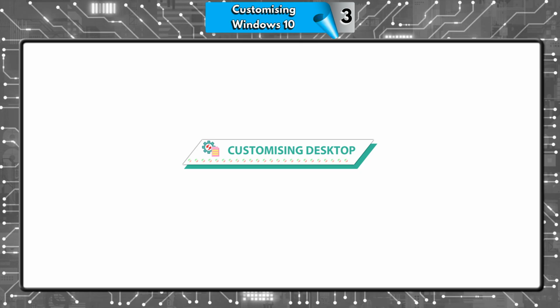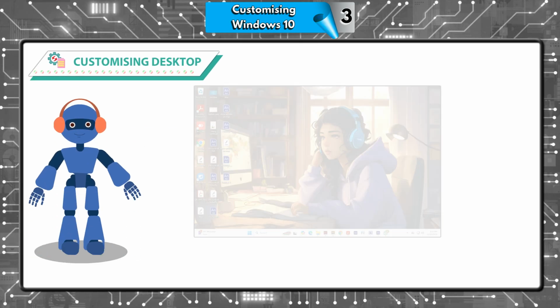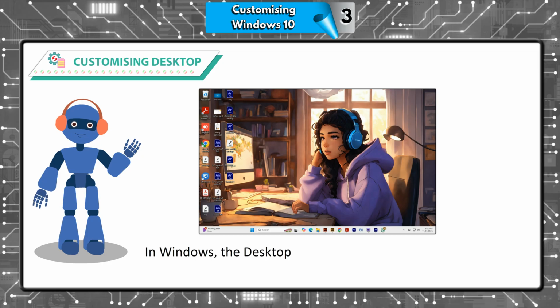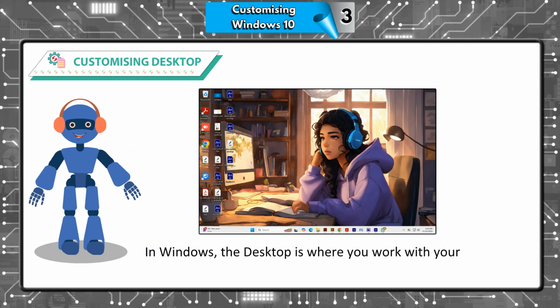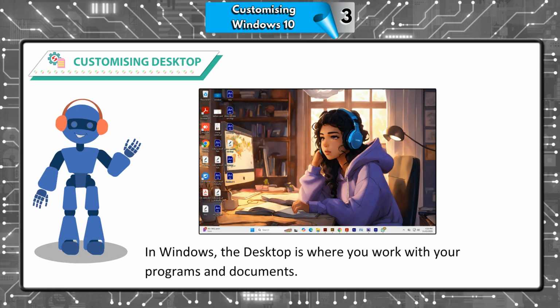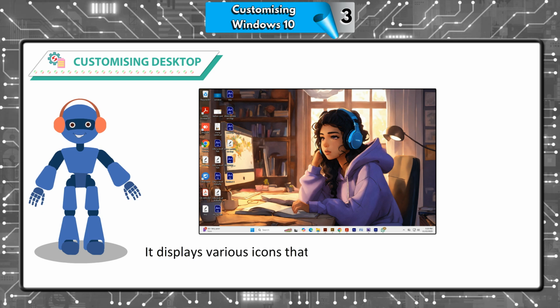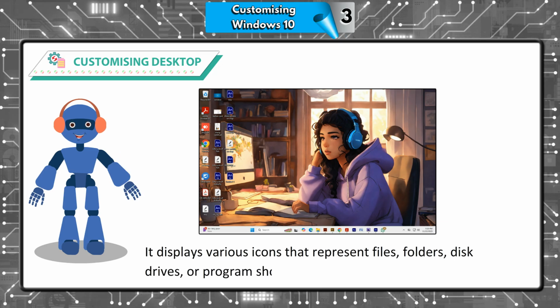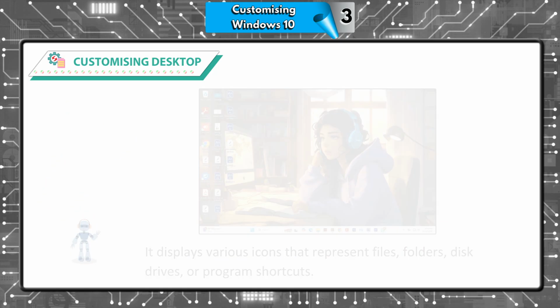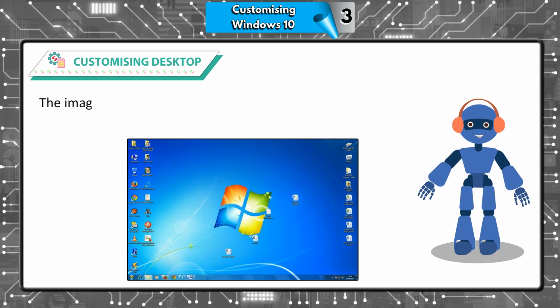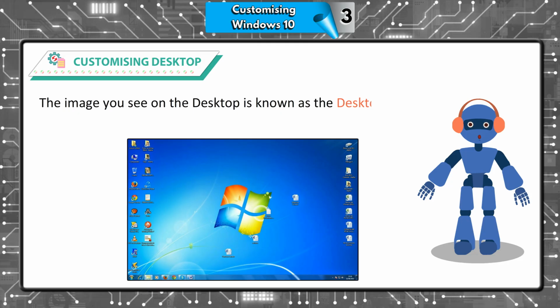Customizing desktop. In Windows, the desktop is where you work with your programs and documents. It displays various icons that represent files, folders, disk drives, or program shortcuts. The image you see on the desktop is known as the desktop background or wallpaper.